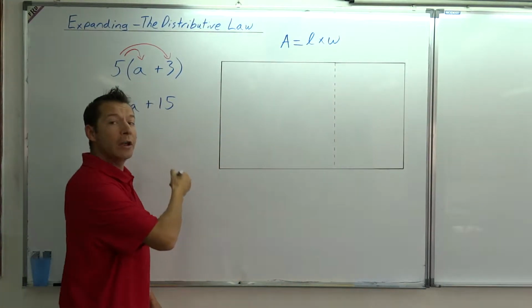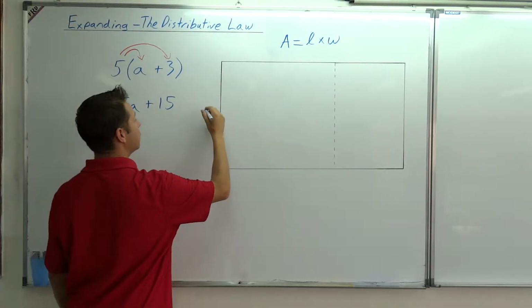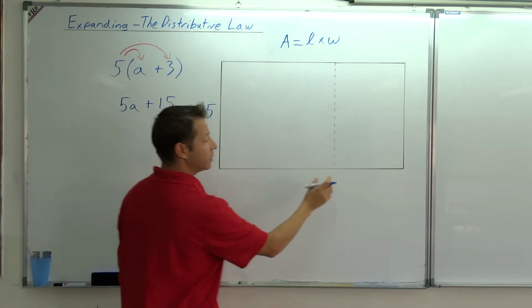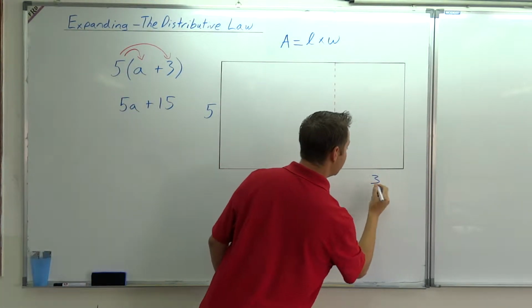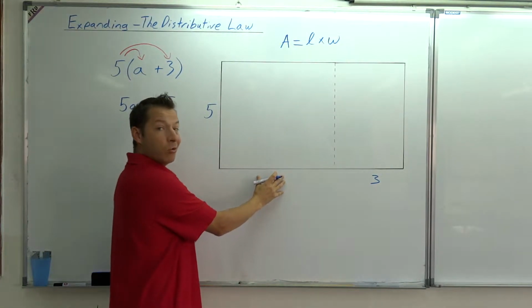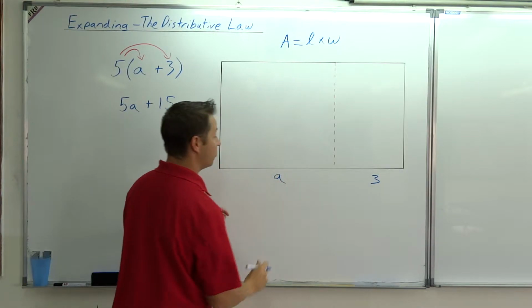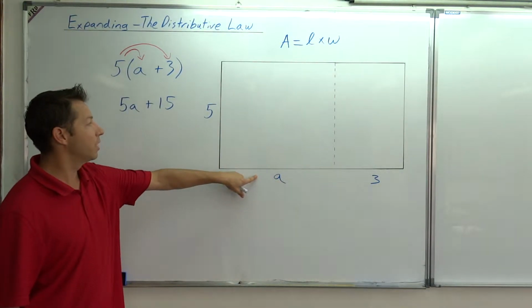Now let's say I know some of the parts of the rectangle. Let's say that I know this width here is 5, and I know that this part of this length here is 3. But let's say I don't know this part, and this part is some unknown, and we're going to call that a for the purposes of this scenario.